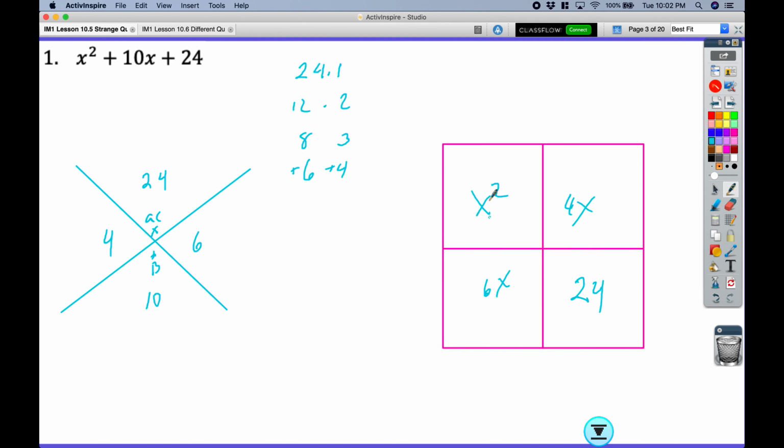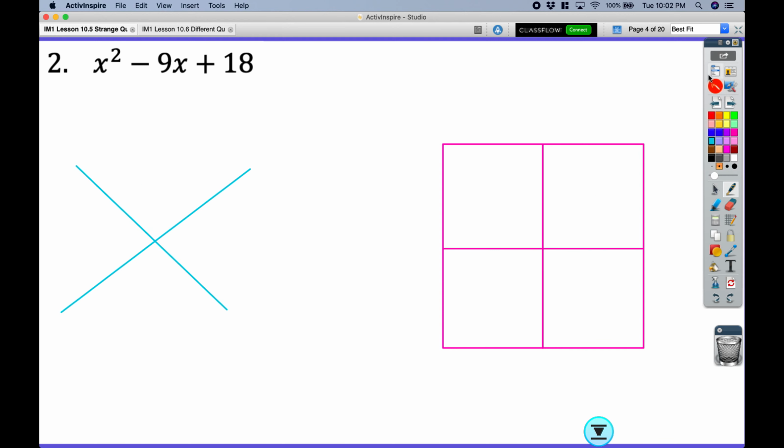So when I start to pull stuff out, or start right here on this first column, I pull out an x. Here I can factor out a 4. Here I could factor out an x. And here I'd factor out a 6 to get my x plus 4, and x plus 6. Okay? Alright, so let's go and look at this next one.